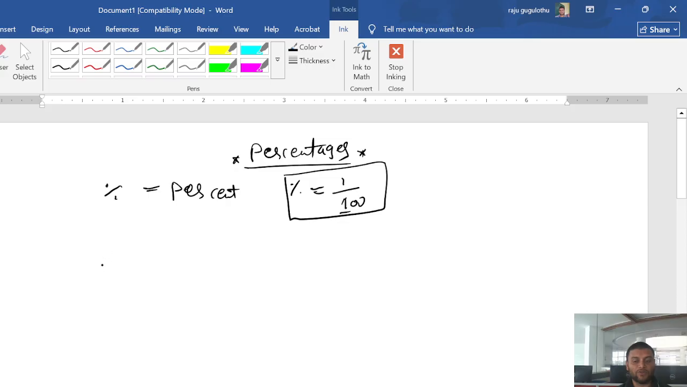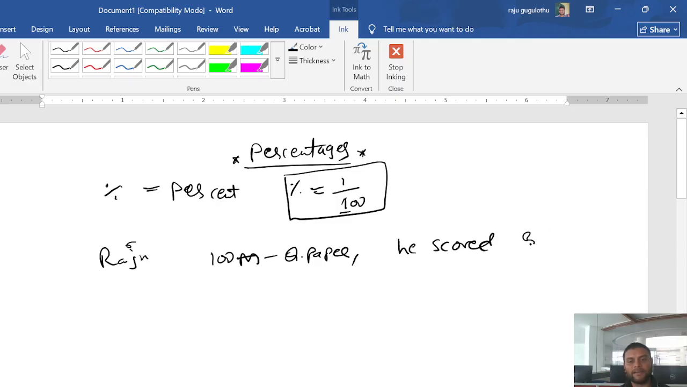Okay, let us go with our well-known pass percentage, guys. Let us say there is a student Raju who has given a 100 marks question paper, and he scored, let us say, 85 marks in that. Then his percentage will be... Everybody knows this. How to calculate his pass percentage, or the percentage of marks Raju has scored.